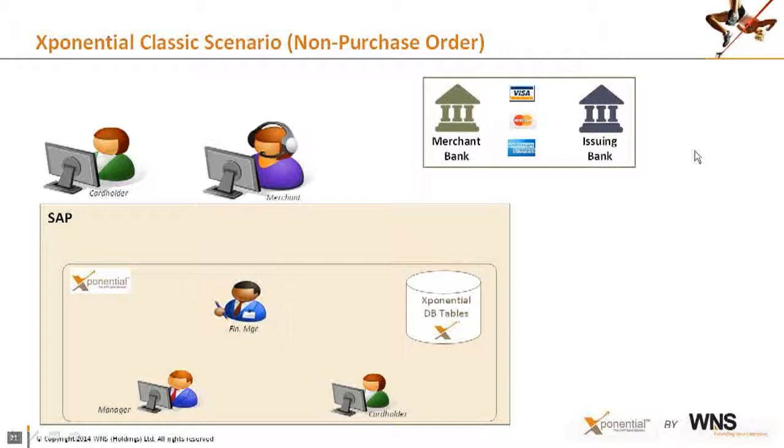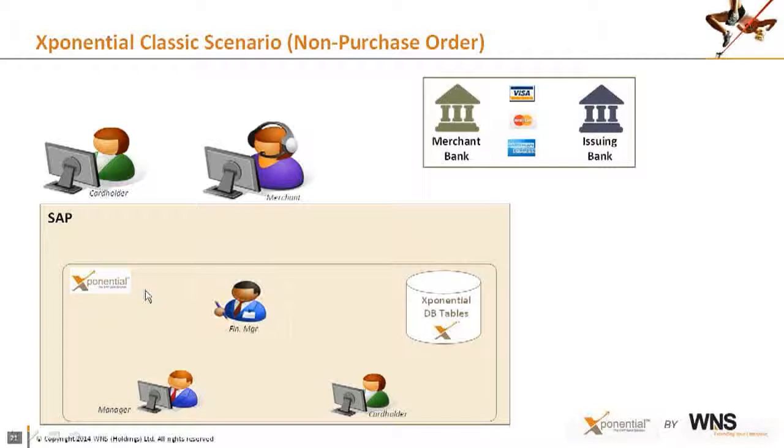So we have several scenarios, and the first scenario I want to talk about is the non-PO scenario where there's no purchase order involved. You just have users, cardholders that go out and they buy things on their cards, and how we would handle that. So if you see the large box at the bottom, it's your SAP environment, and we've installed, for the sake of this scenario, Xponential on your SAP box.